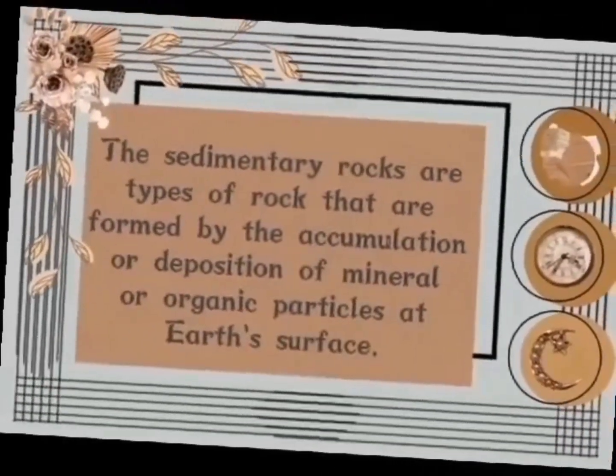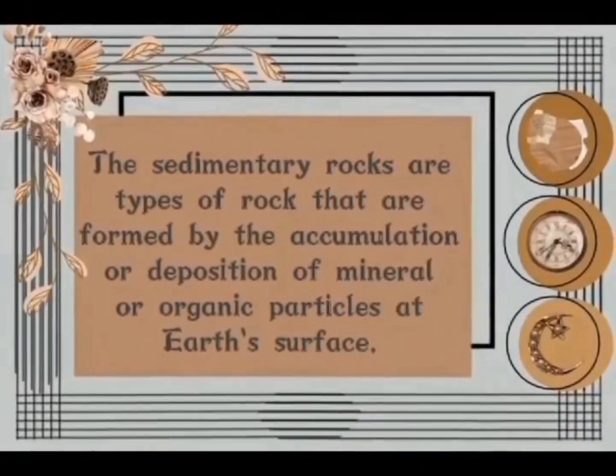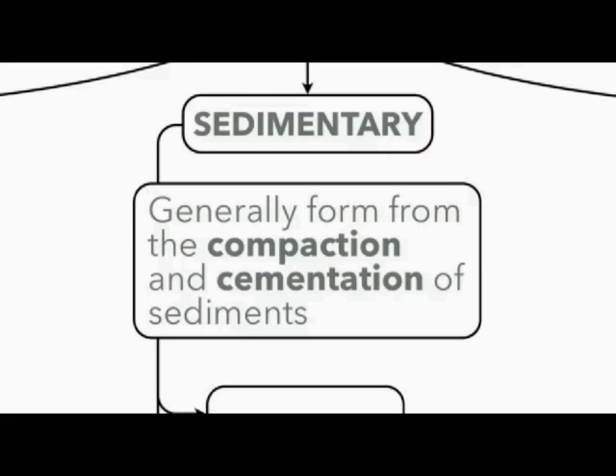So, sedimentary rocks are types of rock that form by the accumulation or deposition of mineral or organic particles at Earth's surface. They are generally formed from the compaction or cementation of sediments. Compaction means what you might think, compacting, squeezing together, while cementation means gluing or cementing sediments together.